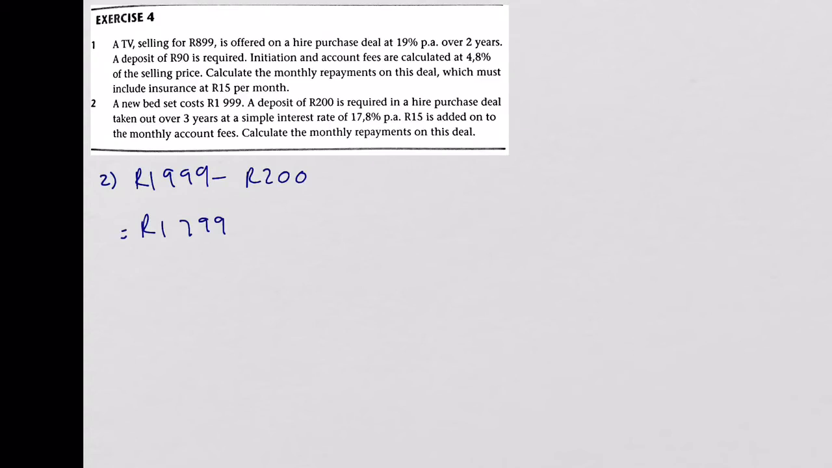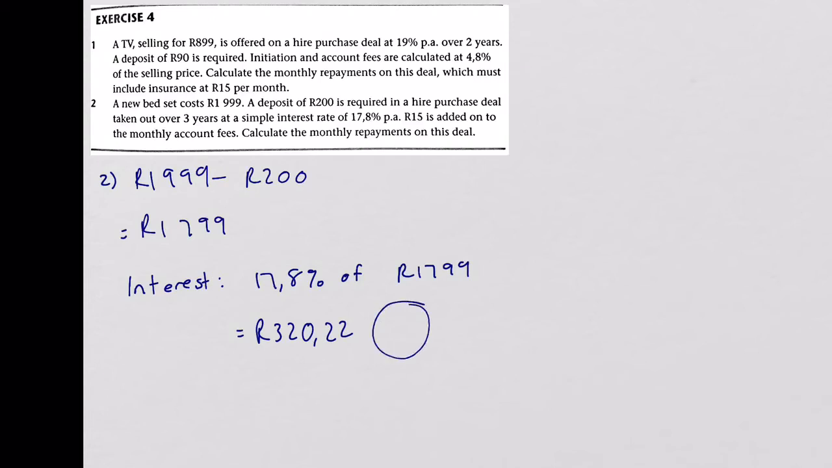Right, next step is we're going to work out the interest. So the interest is 17.8% of 1,799, and that gives us 320 Rand, 22 cents. And again, here we multiply this by 3 because there are 3 years in which interest will be paid. So that gives us a total of 960 Rand, 67 cents.